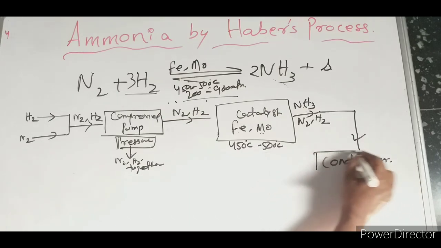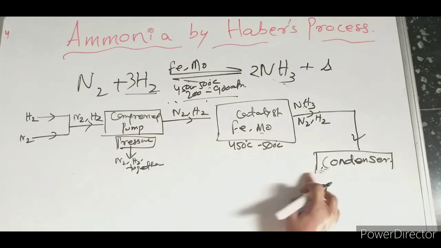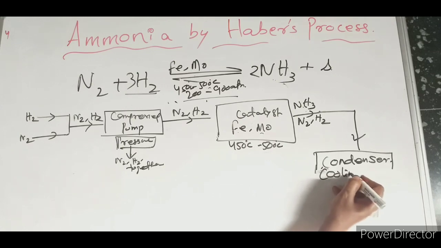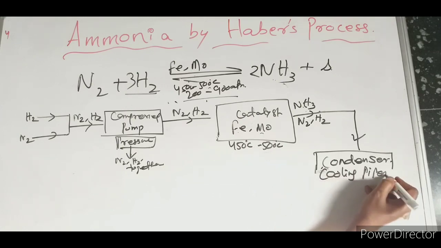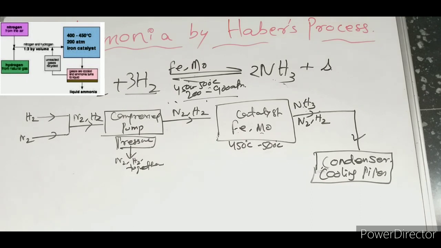Condenser. So what is this? This one is the condenser, with a cooling pipe. Here, let us take this one to be the cooling pipe. Obviously, since it is a condenser with a cooling pipe, the temperature decreases. We have to decrease this temperature, so the temperature will be low here.